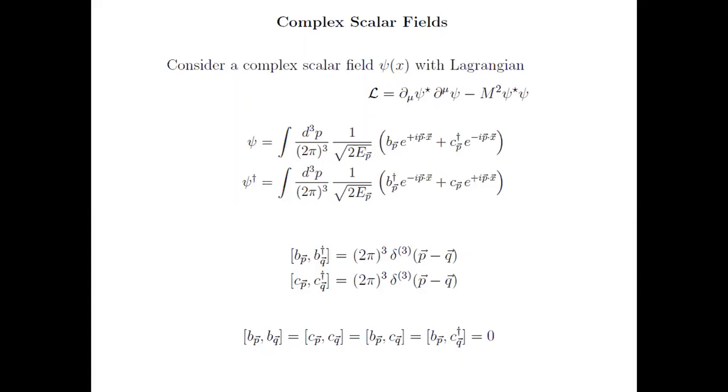Now, if we take this Lagrangian, what is a Lagrangian? The Lagrangian is what gives us the equations of motion using the Lagrange equations. If we take this Lagrangian and find the equations of motion, we will get two equations. Both equations will be similar to the Klein-Gordon equation, only with psi and psi star.